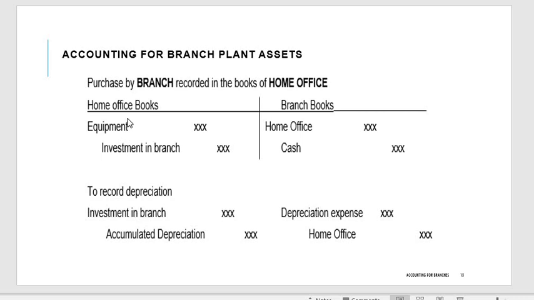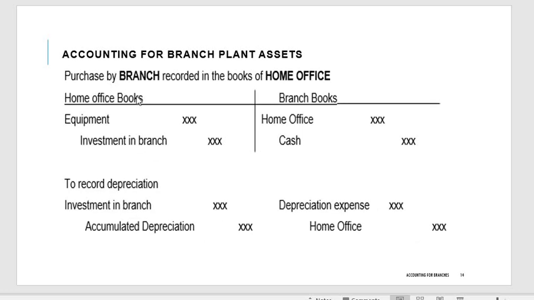So, since nasa home office ang equipment, the related account accumulated depreciation dapat na kay home office din. So, parang when pag mag-record ng depreciation, it shall be debited to investment in branch. This home office mag-record ng depreciation. It's because the asset was used by the branch. So, yung gawin ni home office, no, mag-debit siya ng investment in branch account, credit siya ng accumulated depreciation. Okay, so yung case 2.